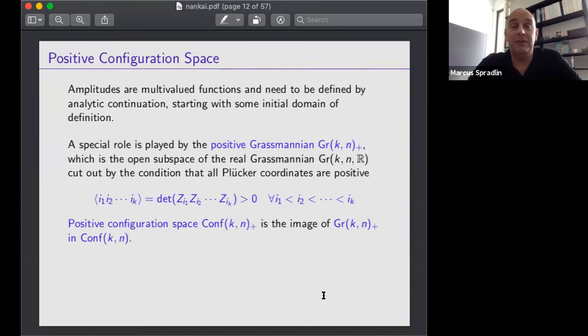Now, a very special role is played by what we call the positive Grassmannian. And this is famous in mathematics. It's associated to a lot of beautiful structure. It's the open subspace of the real Grassmannian cut out by the condition that all the ordered Plücker coordinates should be positive. Okay. And the positive configuration space is the image of the positive Grassmannian under this quotient.